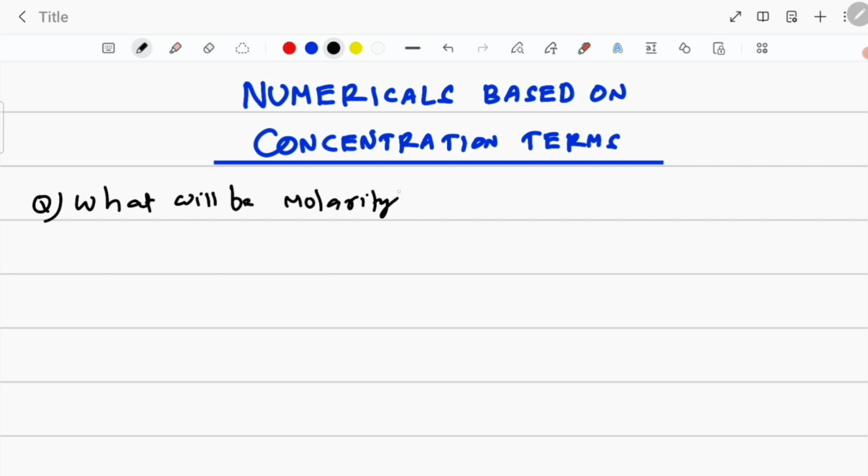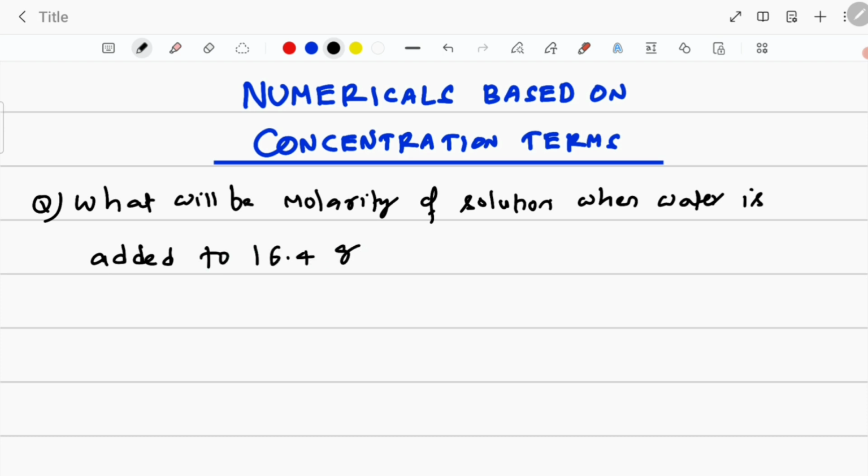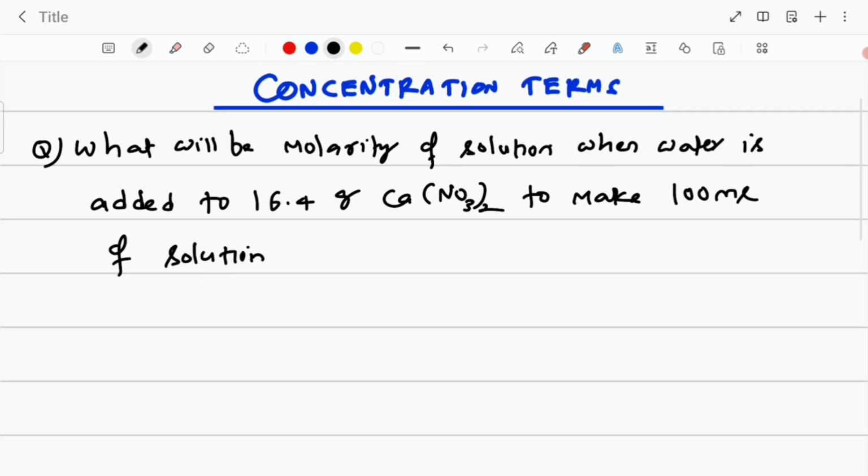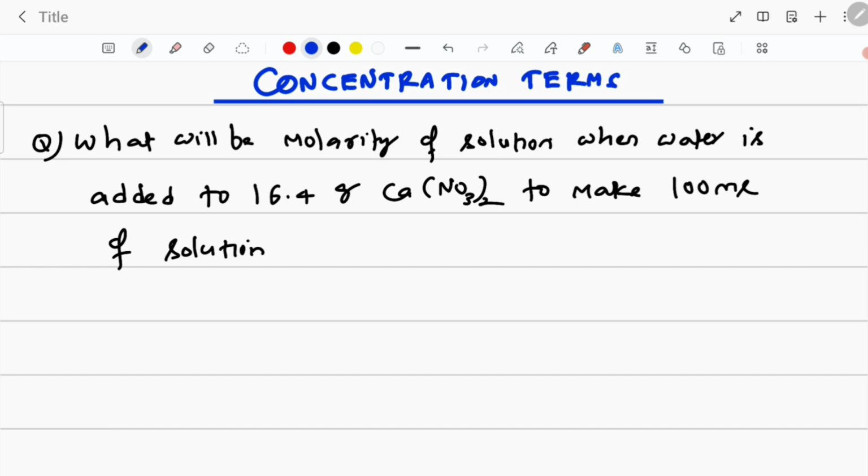See, first question. What will be the molarity of solution when water is added to 16.4 grams of calcium nitrate to make 100 ml of solution? See here, we are adding water to the solution. So what will be the molarity of solution when water is added to 16.4 grams of calcium nitrate to make 100 ml of solution?